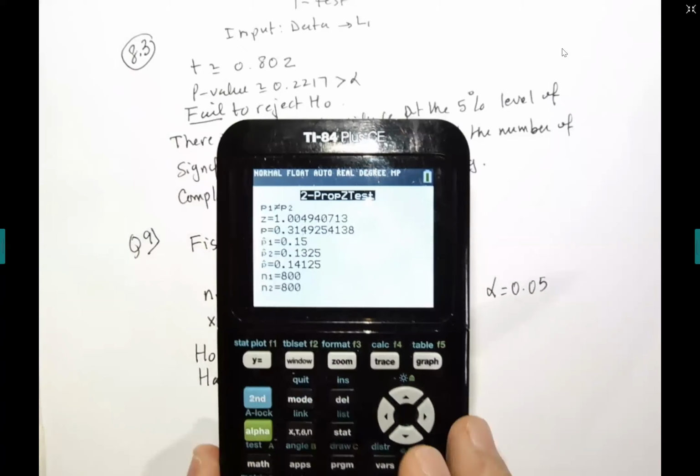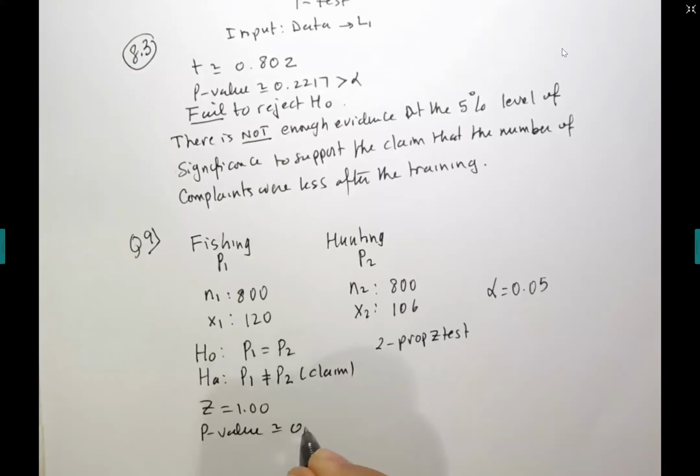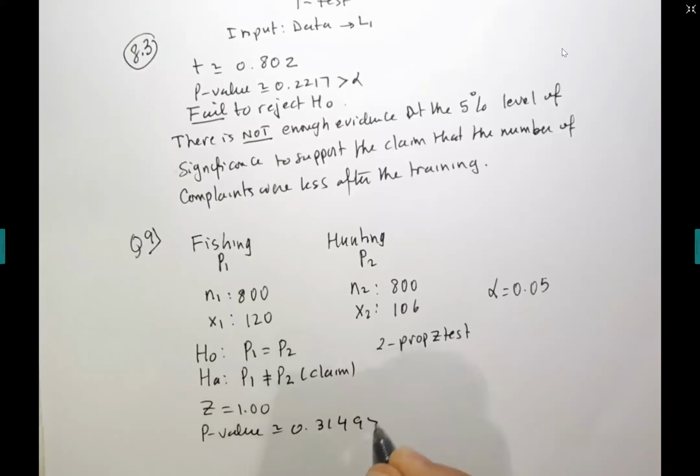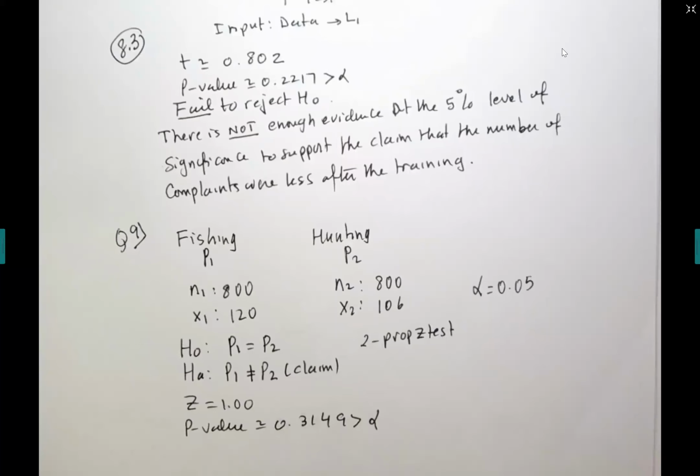So let me write down the results. Z is 1.00, the p-value is 0.3149. It's bigger than alpha. Again, you might be wondering what's wrong with the exercises today. Well, nothing is wrong. It just turned out to be a p-value more than alpha. So you're not doing anything wrong here. You failed to reject H0, and you don't support the claim.